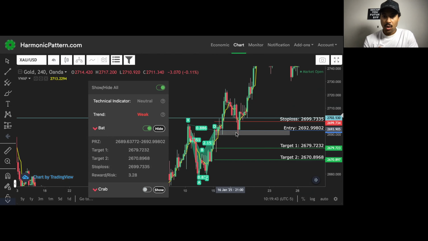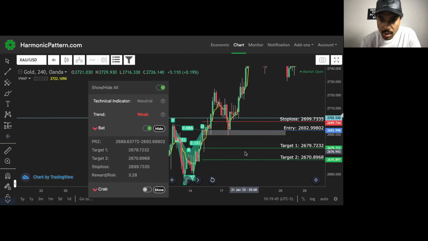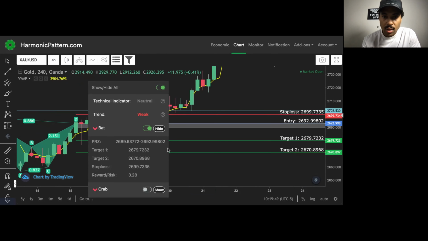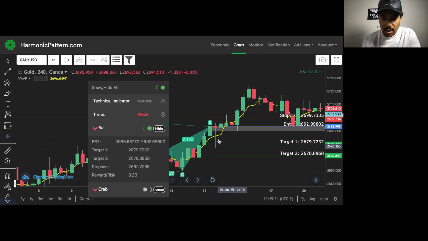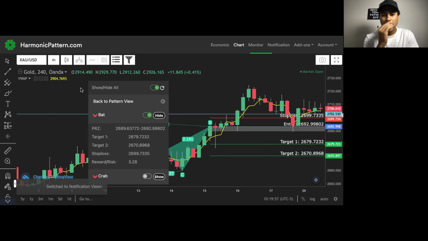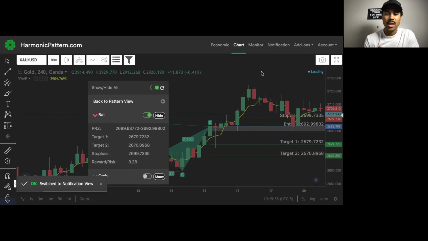This actually did hit take profit. Oh wow, it would take profit, and then it hit stop loss. But it would have hit take profit first. So as you can see, it's kind of going good. All right, so we're going to go to this XAU USD trade. We're going to check it out.